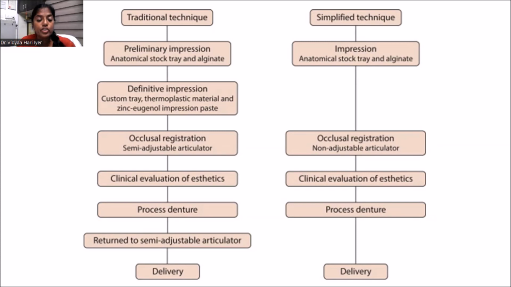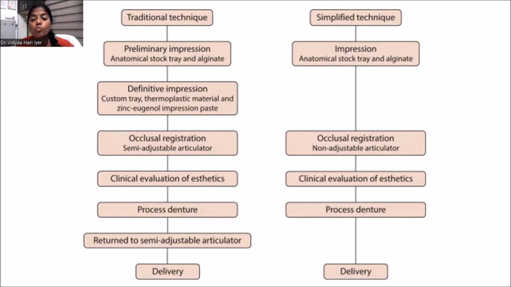start processing the denture. Once the denture is processed, it comes back, we polish it, we trim it, we make it into a nice shining denture, and then we bring it to the patient's mouth and deliver it to the patient. Now, this is what we do. It's the traditional technique.